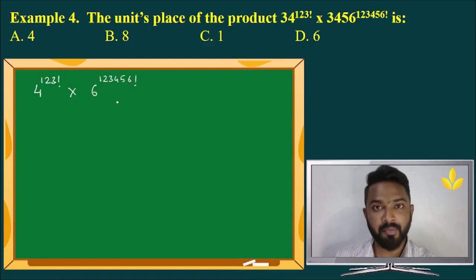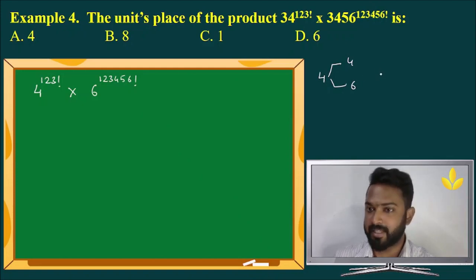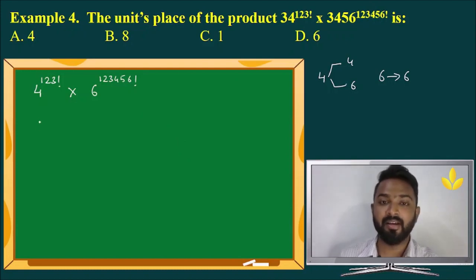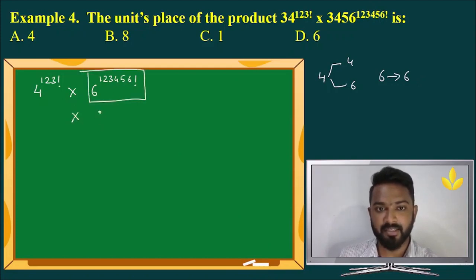Let's write down their power cycles. 4's power cycle has only 2 terms. We have 4 and we have 6. 6's power cycle is the best power cycle ever. It only has 6. So whenever you have 6 or 5 in the base, the first thing you should do is smile because the answer is already there. So first of all, 6 to the power anything is 6. So we already know the answer to this one. This part is definitely 6.